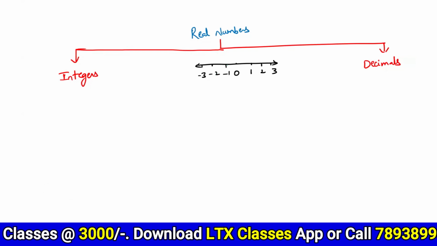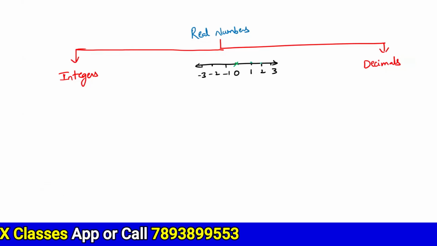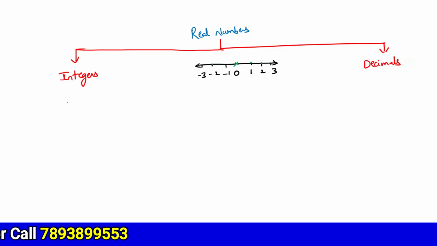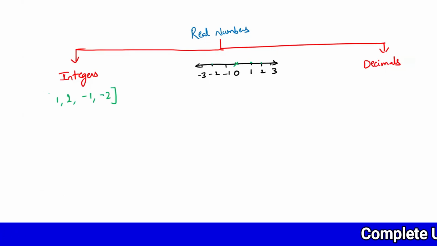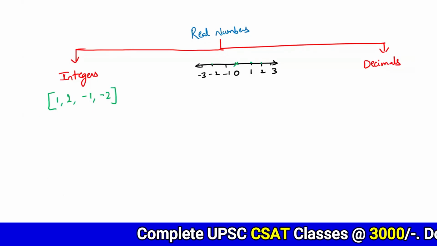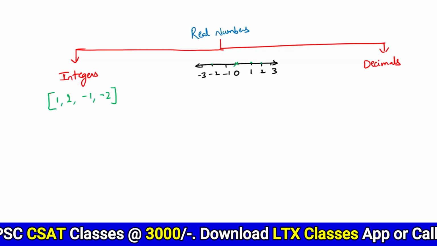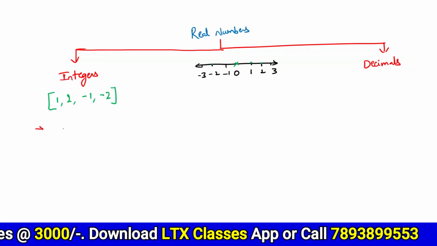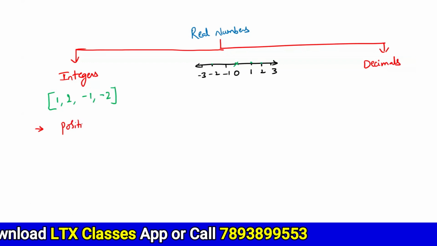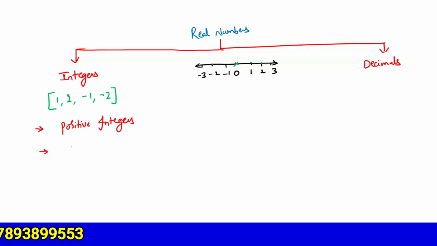If we take the number line like this and take a point here, generally these numbers can be represented as 1, 2, -1, -2. So these numbers will be called integers. And there will be a further classification regarding integers: positive integers, 0, and negative integers.